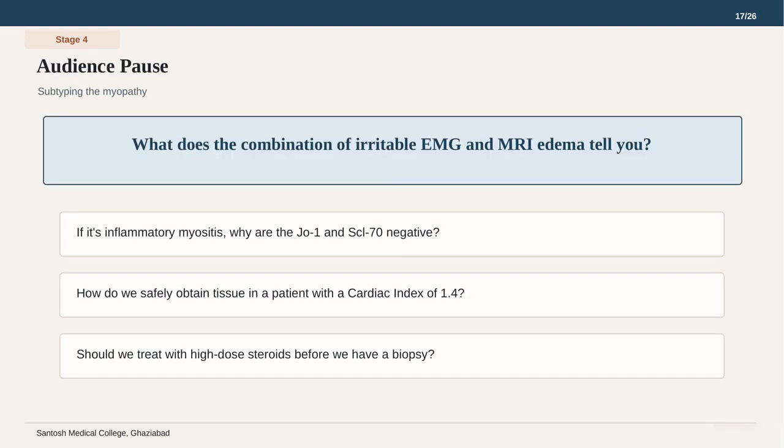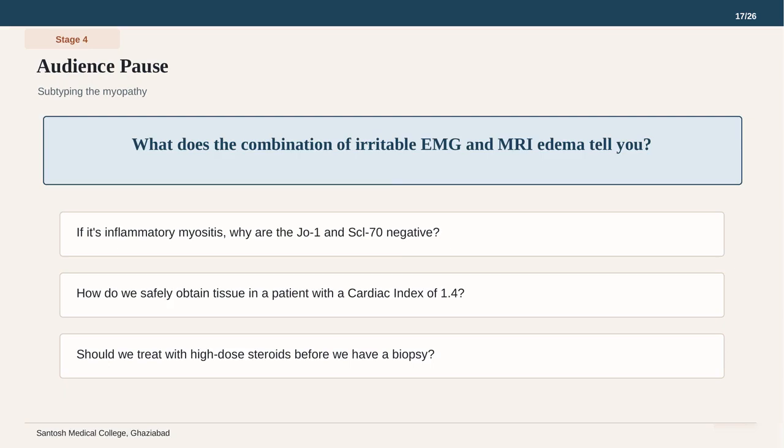At this audience pause, we need to subtype the myopathy based on the irritable EMG and MRI edema. Looking at the questions, what does this combination tell you about the underlying process? If we suspect inflammatory myopathy, why are the typical markers like Jo-1 and SRP negative? This is a common point of confusion in complex autoimmune cases.